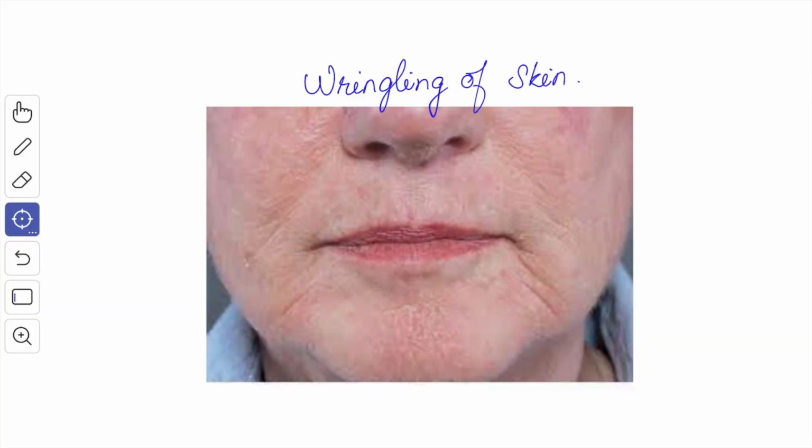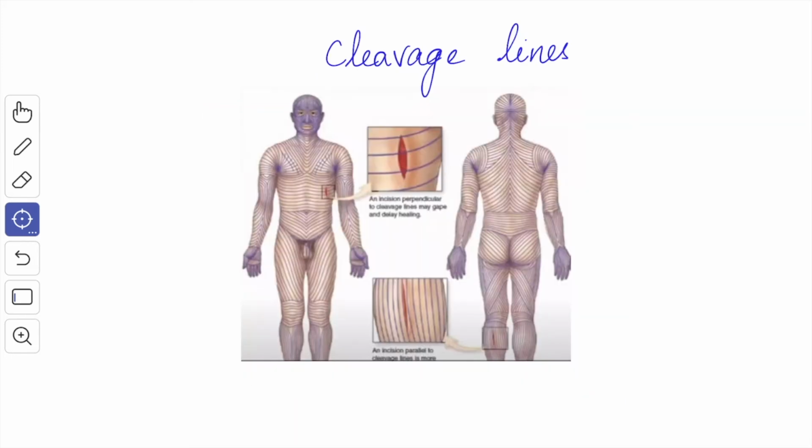Next we'll see the clinical correlation. The dermis contains a considerable amount of elastic fibers. Atrophy of the elastic fibers occurs with age and it is responsible for loss of elasticity and wrinkling of the skin. The fiber bundles in the reticular layer of the dermis mostly lie parallel to one another. In the limbs, the predominant direction of the bundles is along the long axis of the limb, while on the trunk and the neck it is transverse.